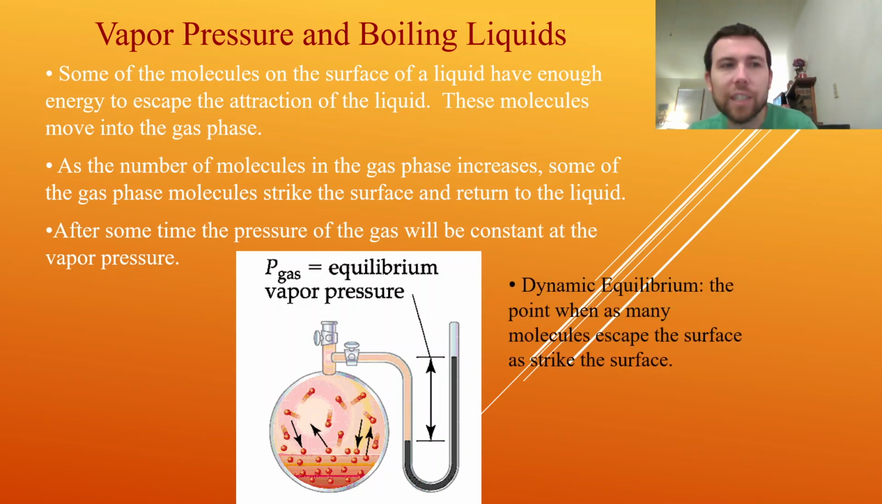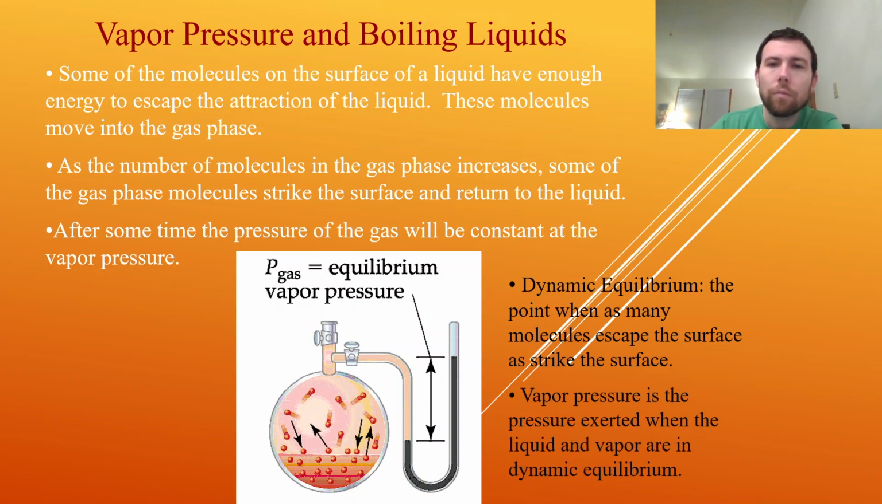Now, let's talk about this equilibrium that I just mentioned. So dynamic equilibrium is the point within our liquid where as many gas molecules escape the surface as are striking the surface. And so the vapor pressure is the pressure exerted when the liquid and vapor are in dynamic equilibrium, right? So when the gas molecules that are escaping the surface and the gas molecules that are going back into the surface are constant.